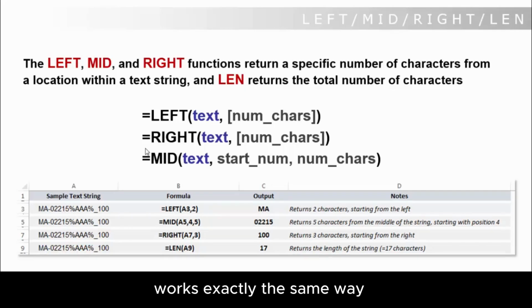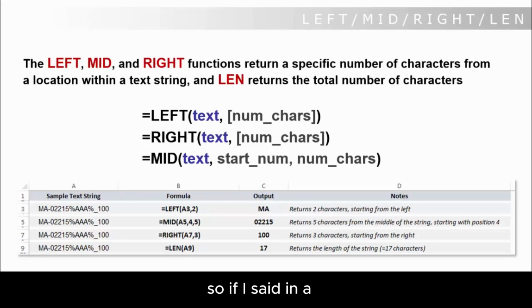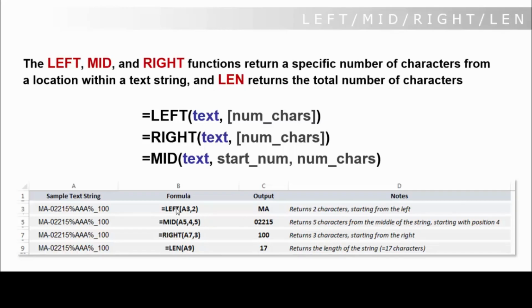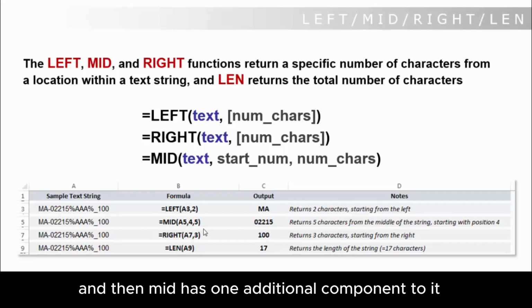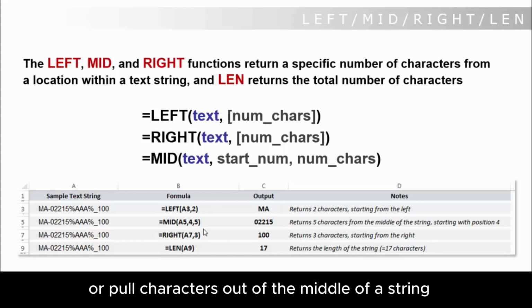Right works exactly the same way. It just starts from the right of a text string and works its way to the left. So if I said, to the right of this text string in A7, give me 3 characters back, it's going to return 100 because those are the last 3 characters in the string. And then mid has one additional component to it, which is the start number. And it's basically just what you use when you want to pull a text string or pull characters out of the middle of a string.